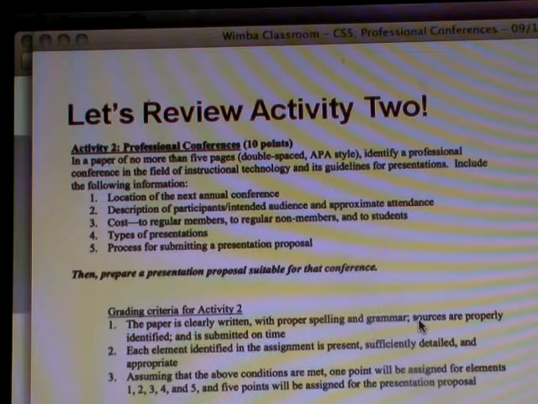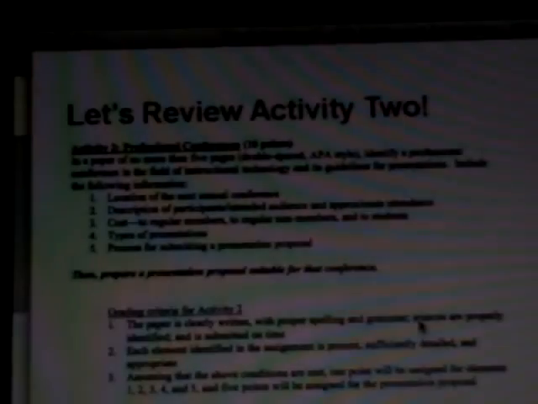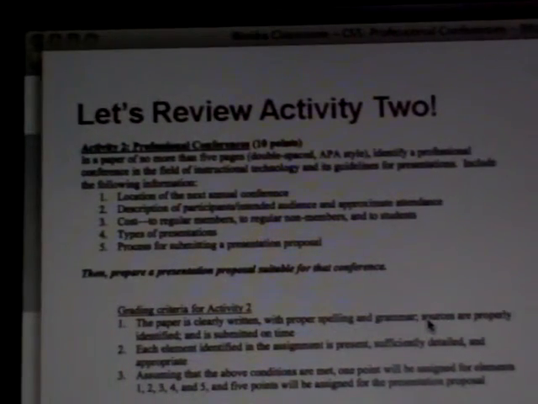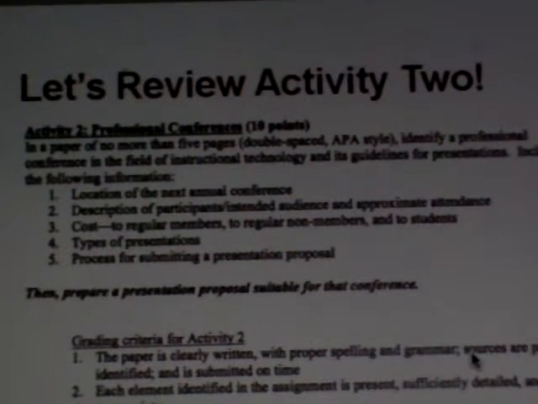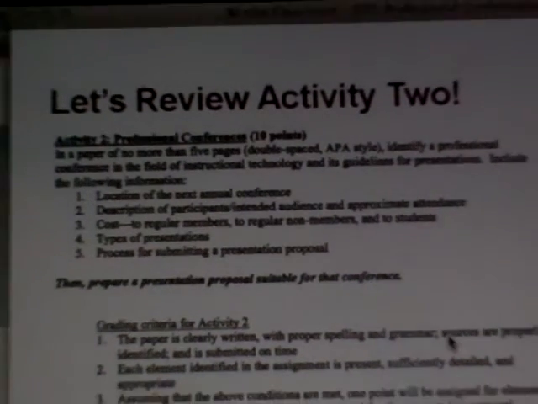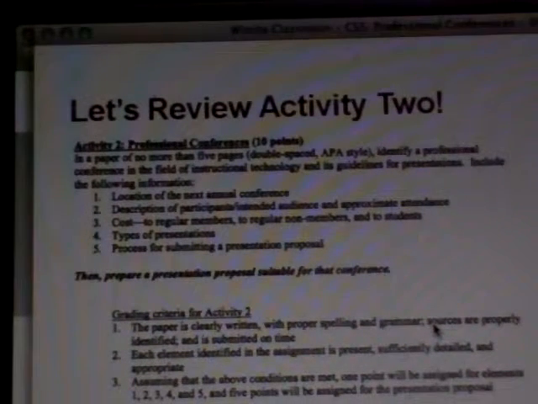Now, you may ask, how am I supposed to know how many people are going to attend? They haven't had the conference yet, but the conference planners know about how many people are going to attend, and they know how many attended the last conference. So it shouldn't be too hard to get this information, but you might not be able to find it on the conference's website. Now, the next thing you'll find out is the cost to attend the conference. The cost to regular members, to regular non-members, and the cost to students. Sometimes there's another cost for retired members, and so on.